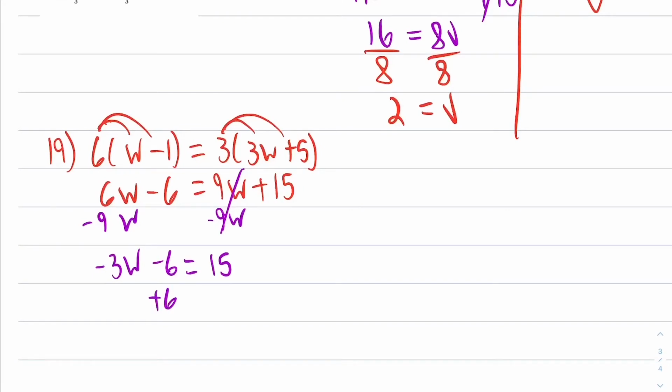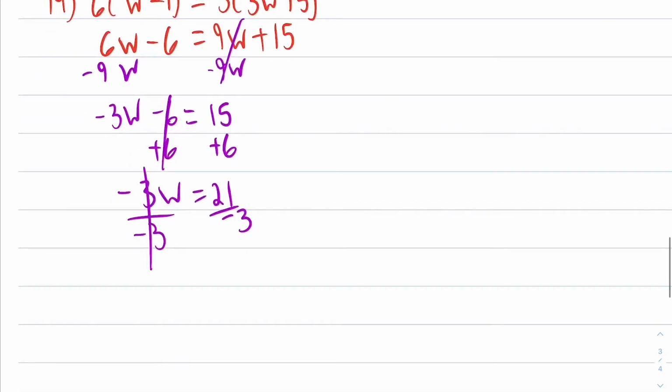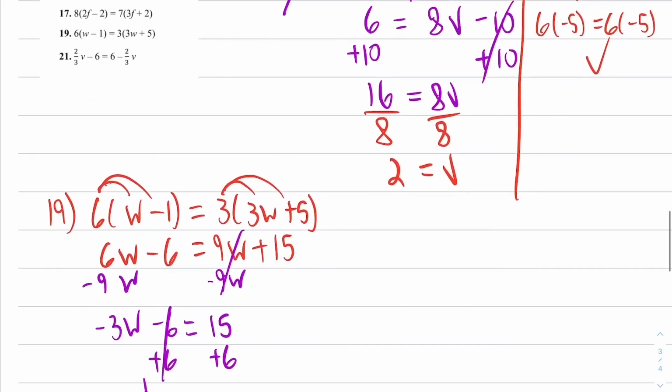Let's add the 6. Last step is to divide by -3. W equals -7. 21 divided by -3 makes a -7. Now let's do that last one.